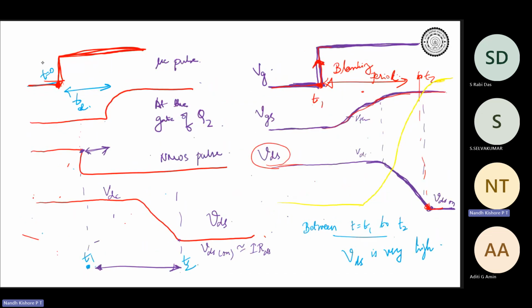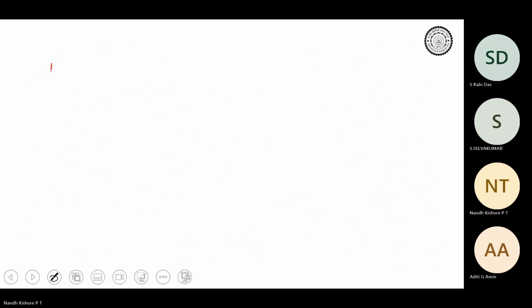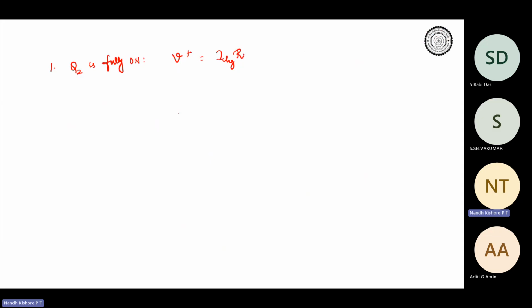If I have to list down some key points, one is that under normal operation, when Q2 is fully on, your V plus is I charge into R BLK, plus the forward voltage of the diode, plus your VDS, and V minus is simply VREF. So you compare V plus and V minus.